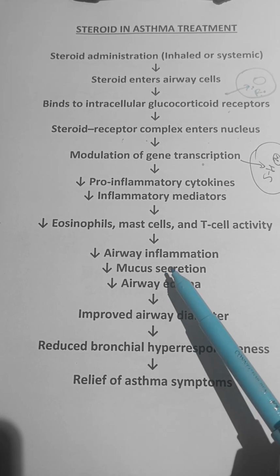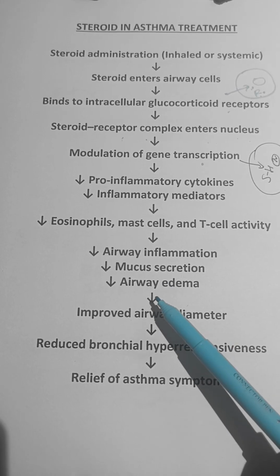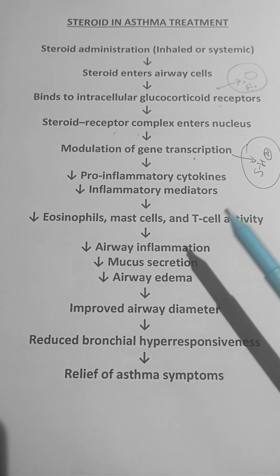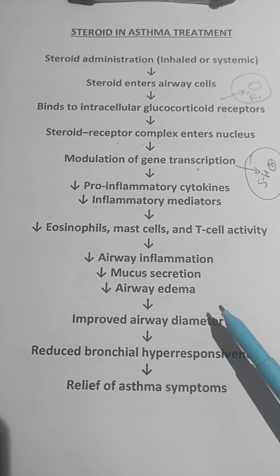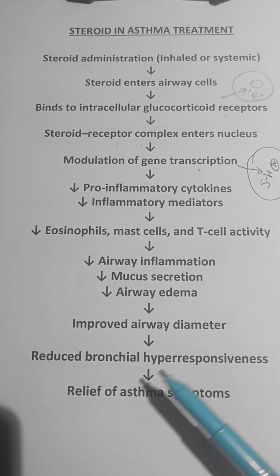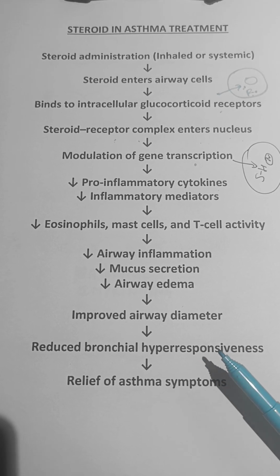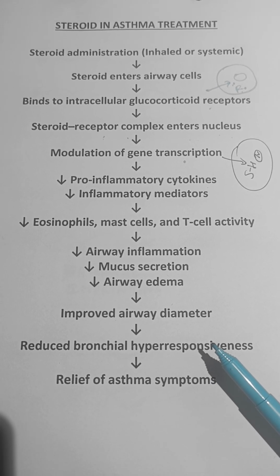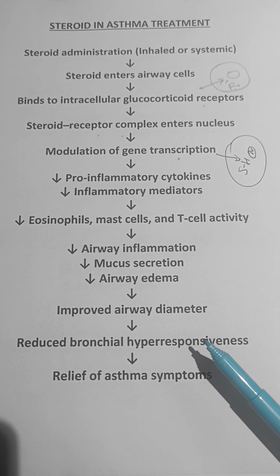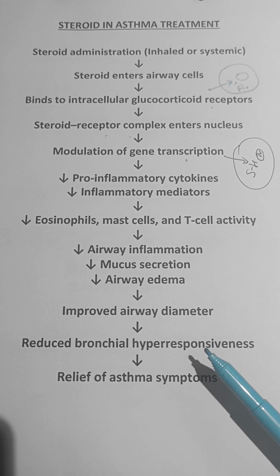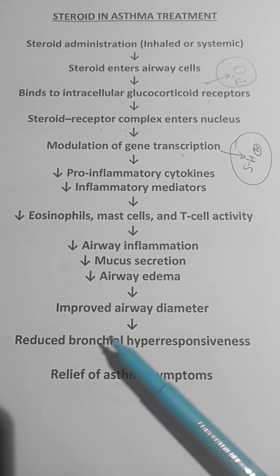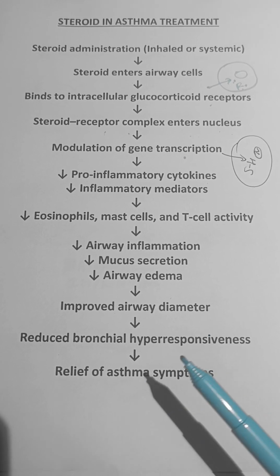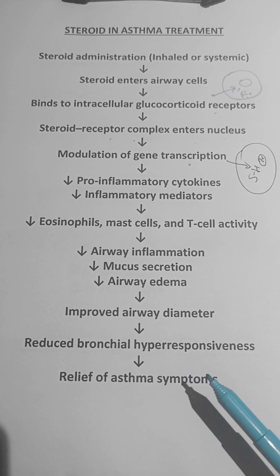Remember, in asthma patients, the obstruction happens because of mucus production and the airway edema, which is further precipitated by smooth muscle constriction. So now when the inflammation is reducing, there will be an improvement in the airway diameter and reduced bronchial hyper-responsiveness. Usually in asthma patients, a small inflammatory trigger can cause bronchoconstriction. For example, just a small dust allergy, the dust entry itself can cause severe bronchoconstriction. Now because the inflammation is reducing in the airway, the bronchial hyper-responsiveness has reduced. This itself will lead to relief of asthma symptoms.